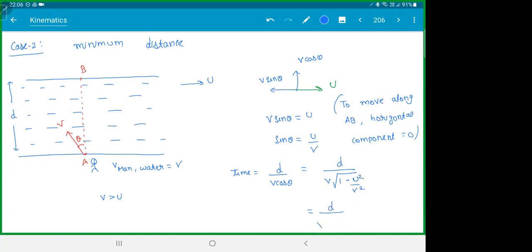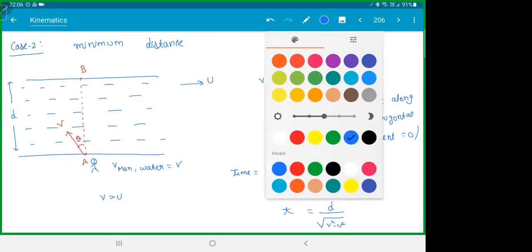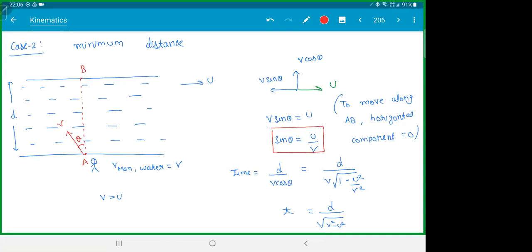If you can mug up the results, it will be great. If you can't remember, it is fine. You should know how to derive. So this is the minimum distance. You need to swim at this angle to go along the line AB, and this is the minimum time to go from A to B. Check.